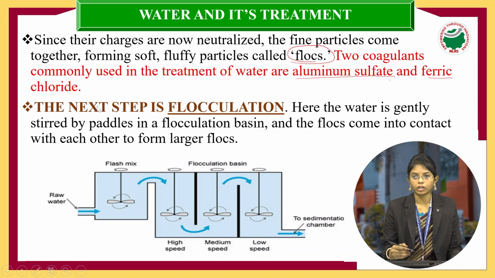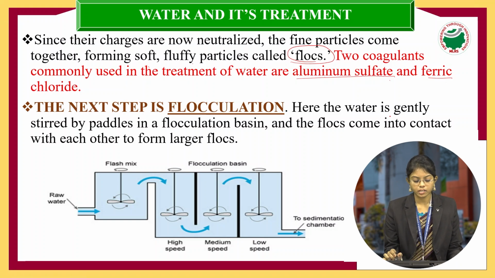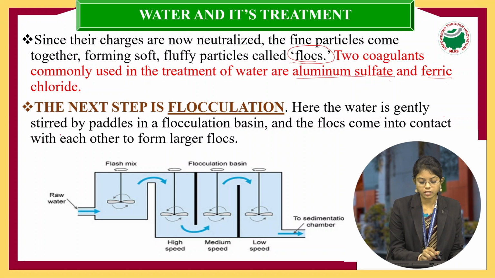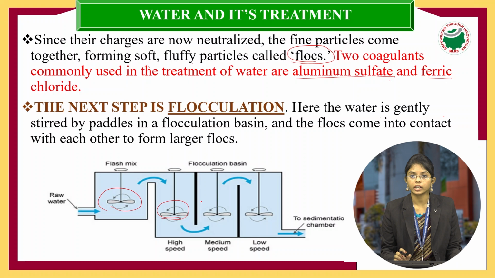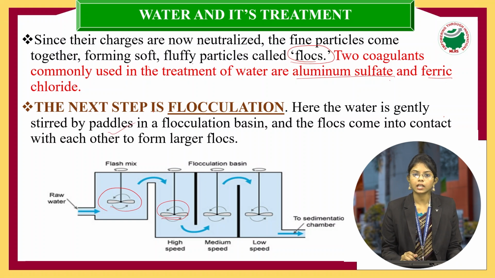After coagulation, the next step is flocculation. Here the water is gently stirred by paddles. Can you see the paddles here? Under flocculation, it consists of chambers where a mix of solution is taking place by the paddles, and here you can see the mixing speed decreases by one chamber. The flocks in the flocculation basin come into contact with each other to form larger flocks.